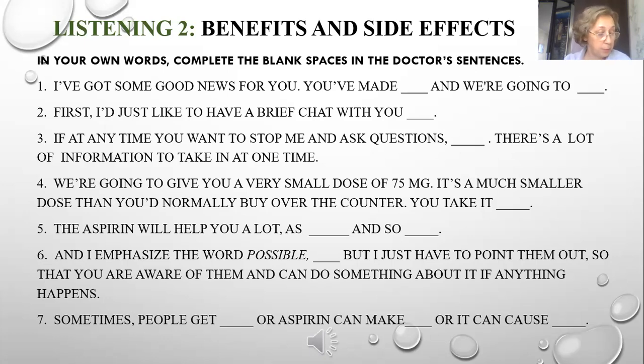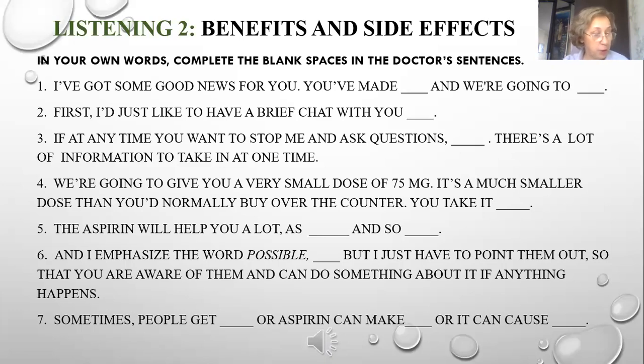Okay. So the next is for Priya. We are going to give you a small dose of 75 mg. It's a much smaller dose than you would normally buy over the counter. You can take it from the pharmacy. Okay, possible. Then number 5. The aspirin will help you a lot, as aspirin helps in the thinning of blood, and so it can prevent your further heart attacks.